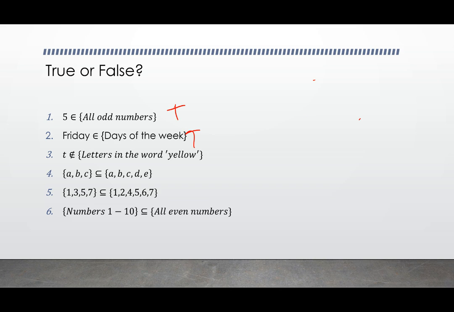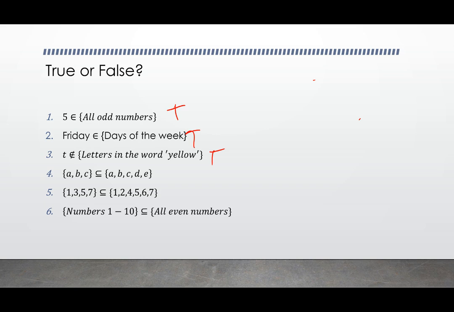All right. T is not an element of the set letters in the word yellow. Well, that set would be Y, E, L, O, and W. We don't have to write the L twice to indicate that it's in the set. The set has L in it. T is not an element of that set because T is not in the word yellow. So that is true as well. T is not an element of that set. And remember that this had the fact that it said not an element to begin with. So that's true. It's not an element.